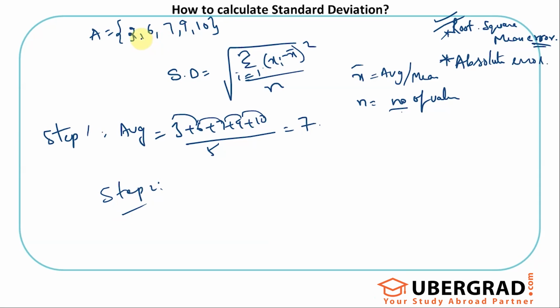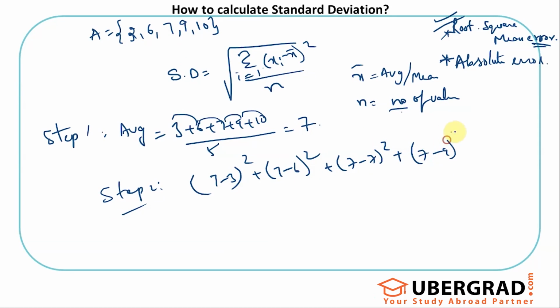You see this, the formula is basically pick each element, subtract it from the mean and square it. So 7 minus 3 or 3 minus 7, anything is fine. Plus 7 minus 6, the next element. Plus 7 minus 7. Plus 7 minus 9. Plus 7 minus 10.